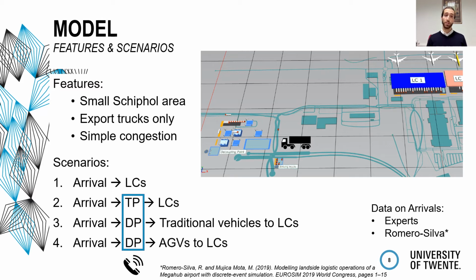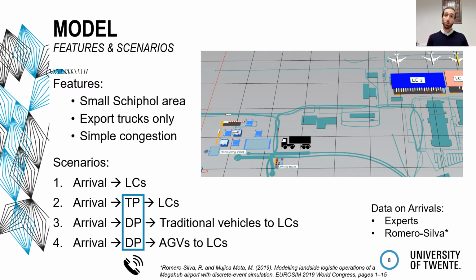And also we have some simple congestion effect by keeping track of the number of vehicles on the road and at the logistics centers buffer area, so outside of them. And based on that, we reduce the speed of all the vehicles in the system by a certain percentage.